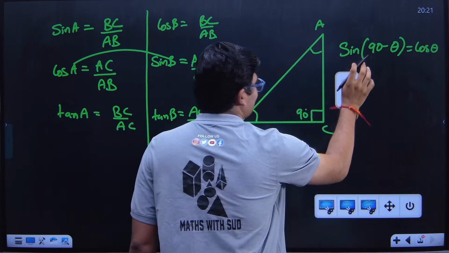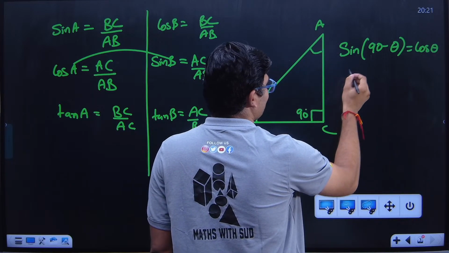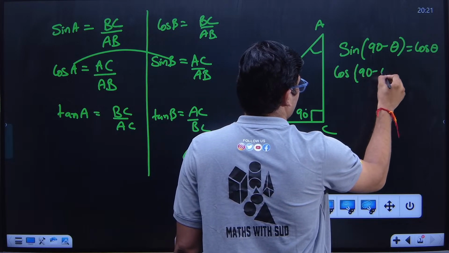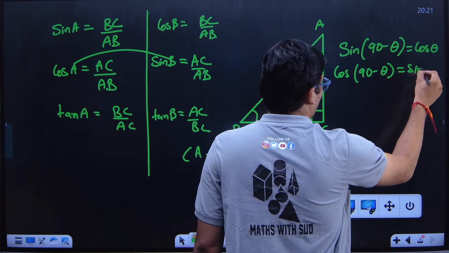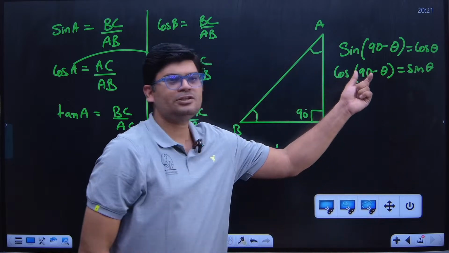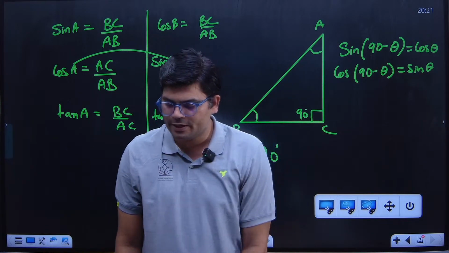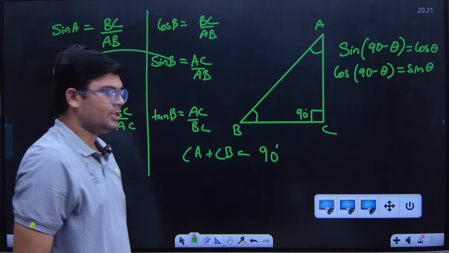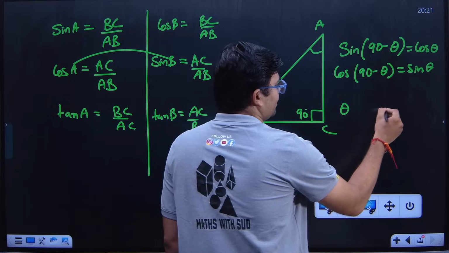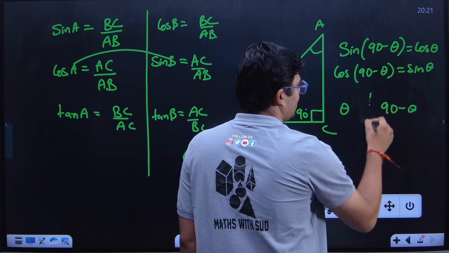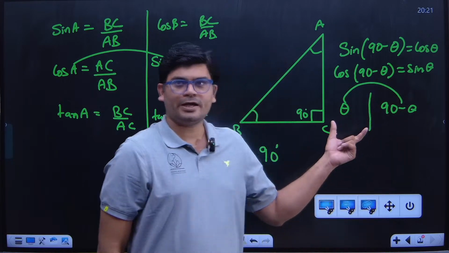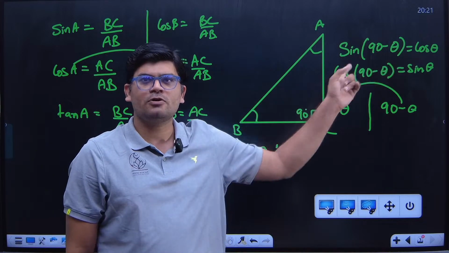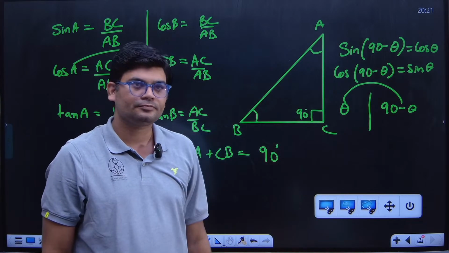Like we use x in algebra, in case of angles we use theta. Similarly, cos of 90 minus theta is equal to sine theta. Why? Because 90 minus theta and theta both are complementary angles. If one of the angles is theta, the other angle must be 90 minus theta, so they are always complementary angles. So we have two formulas now: sin 90 minus theta is equal to cos theta, and cos 90 minus theta is equal to sin theta.